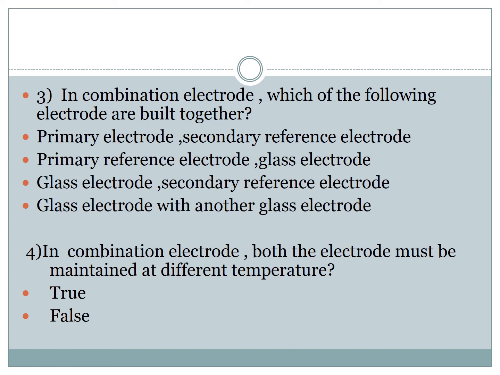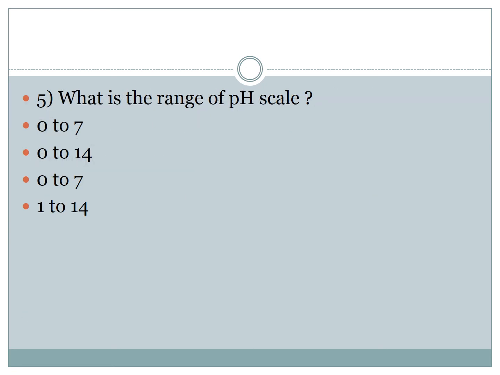And the fourth one: in the combination electrode, both electrodes must be maintained at different temperatures. You need to tell whether it's true. And last is, what is the range of the pH scale? I believe everyone knows it.